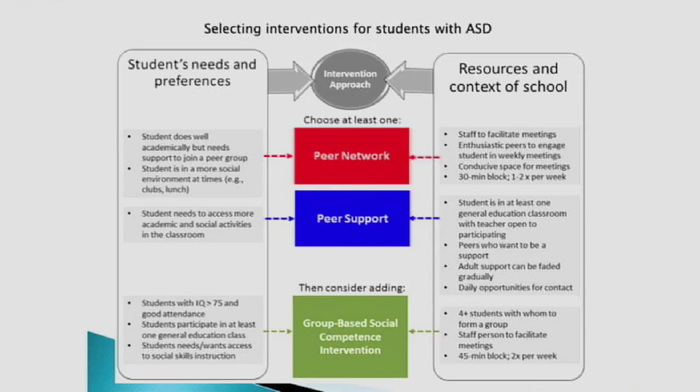For peer networks, we need staff to facilitate meetings. That's one thing that you need. You obviously need enthusiastic peers to engage the student in those meetings. And you need to have a space and a time weekly where you can get together and meet. We found that to be really important.